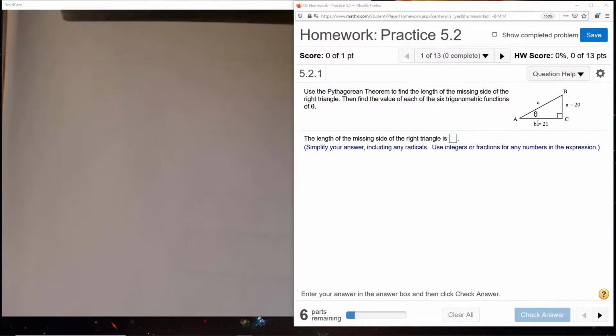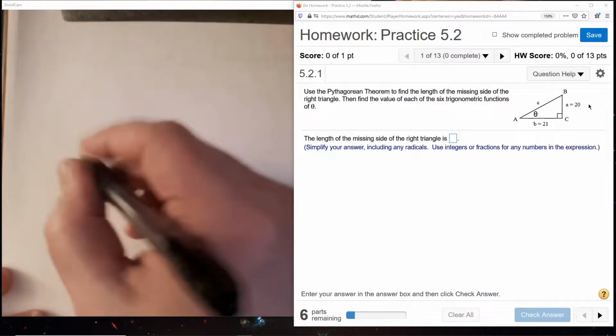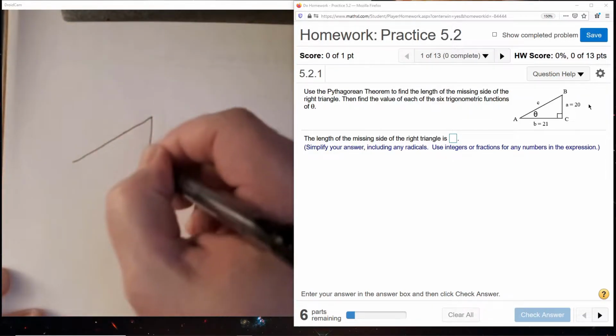All right, so let's check out practice 5.2. Checking out the question here. We want to find the length of the missing side, and then we want to find all six trig functions. So the first thing that I would do here is draw my own picture that is just of the information that is needed.